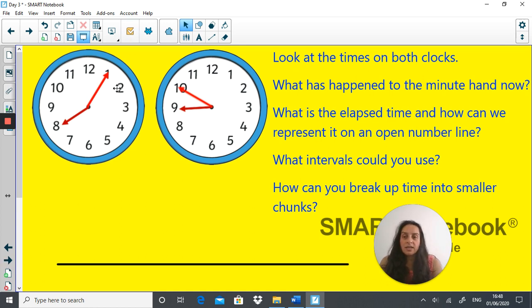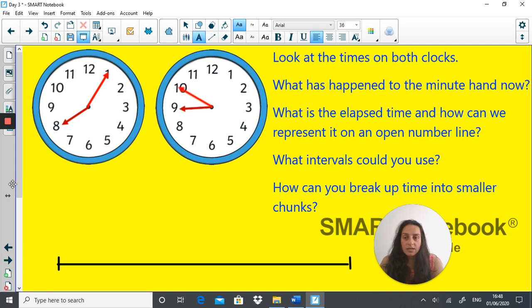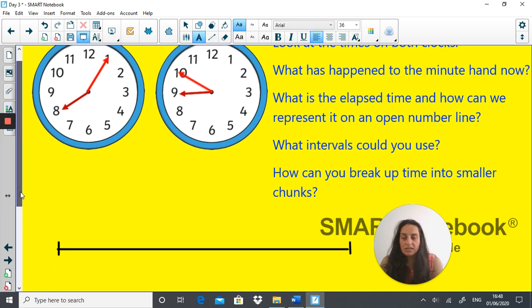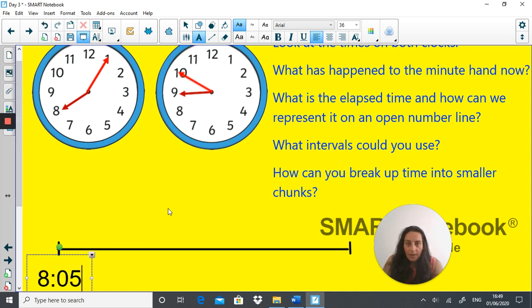So the time over here is 5 minutes past 8. So the time here, let's put our number line there. Time here would be, that's our start time. Our end time is 8:50. And the time that's elapsed is 5, 10, 15, 20, 25, 30, 35, 40, 45.